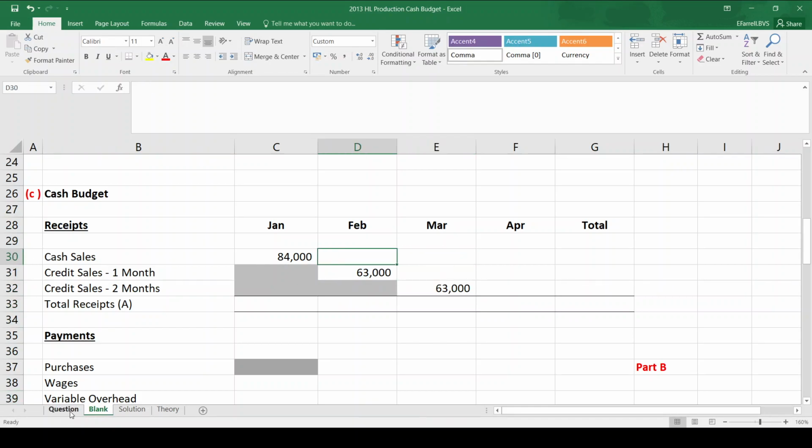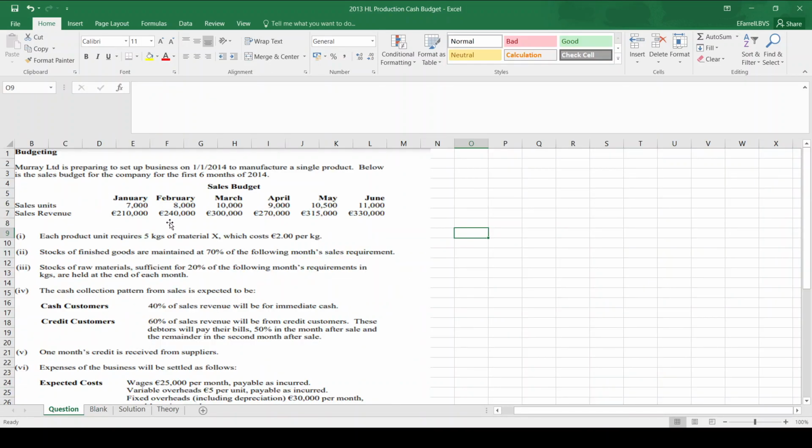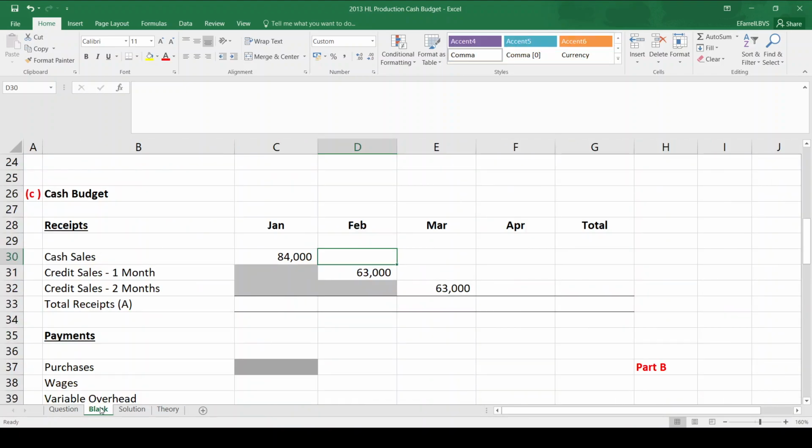In February, my sales figure was 240,000. So it's going to be the exact same thing here, only I'm going to use 240 instead of 210. So 240,000 by 60%, and here 240,000 by 40%, sorry, 60% were on credit, by 50%, which is 72. And again, that is going to be the same figure here.